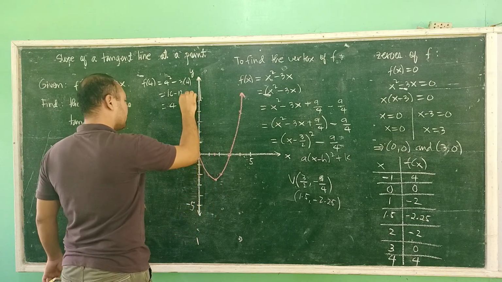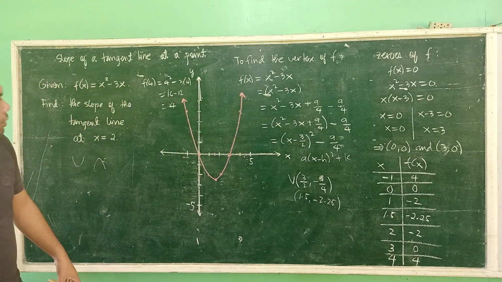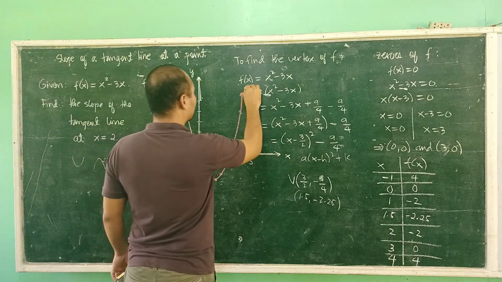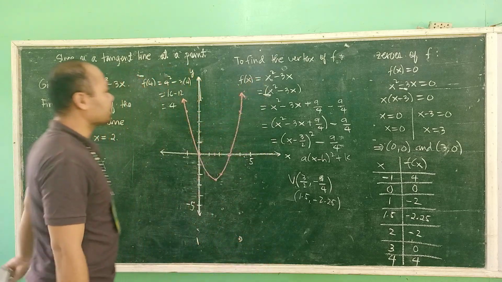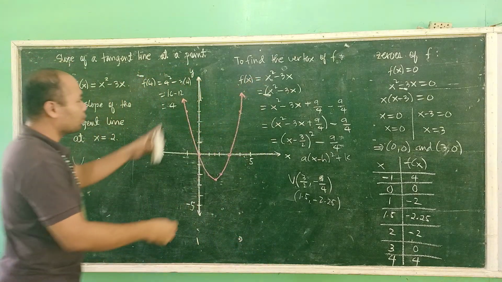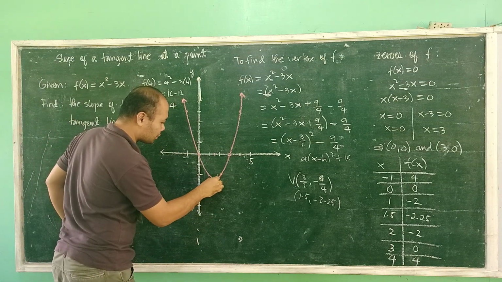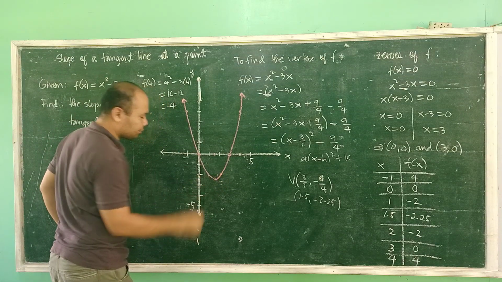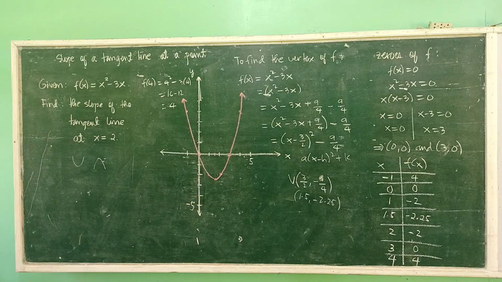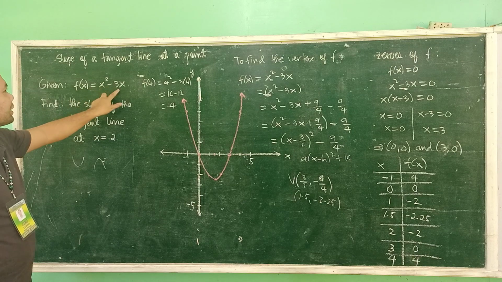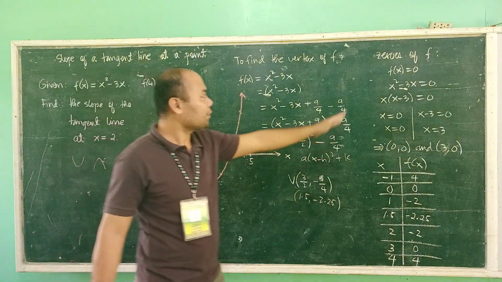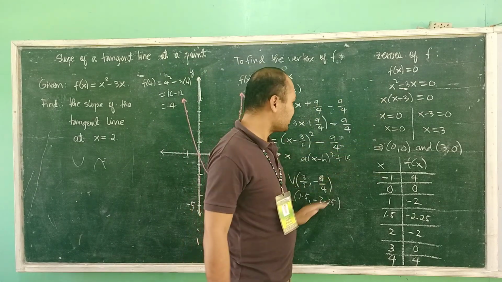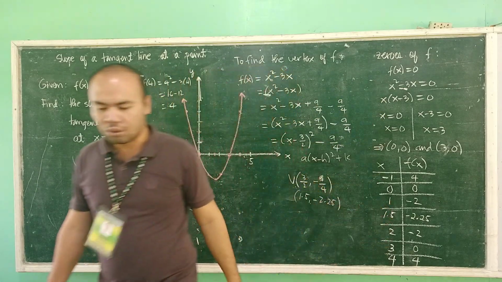So we now have this function, f of x equals x squared minus 3x. This is the graph of x squared minus 3x. It's a smooth curve here, and this is the vertex. So we have graphed the function f of x equals x squared minus 3x by finding first the vertex and the roots, and we made use of these values in making the table of values for f.